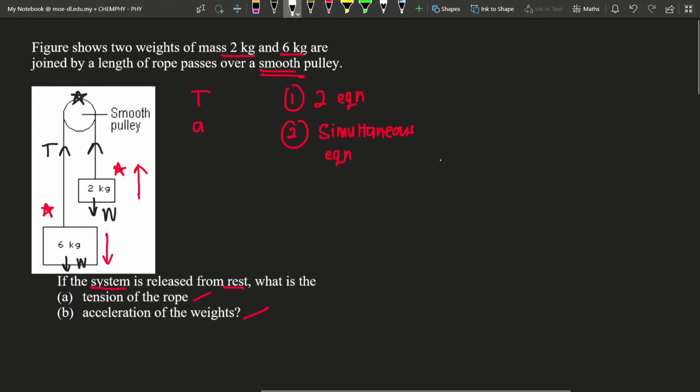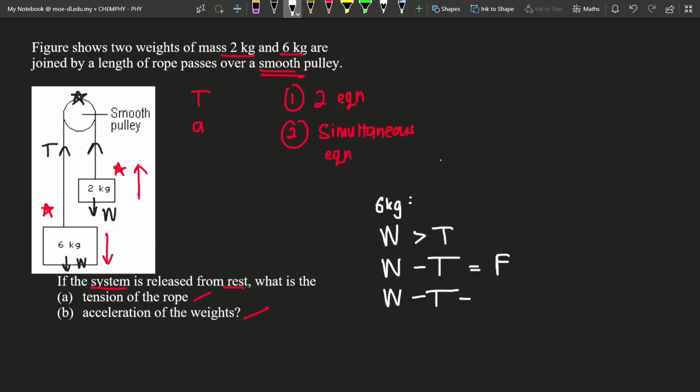So for 6 kg object, you guys know it is moving downward. So W is bigger than T. Berat lagi besar dari tegangan. That's the reason objek kita bergerak ke bawah. So W minus T will get the resultant force, which is W minus T equal to MA. Because you know F is equal to MA. So this is our first equation.